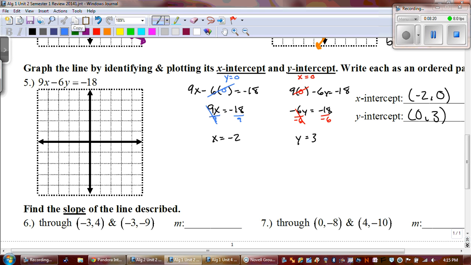When that's done, the last thing we have to do is graph. So we're going to graph our 2 points, which is (-2, 0) and (0, 3). We got our points. Let's go ahead and draw the line and add your arrows.